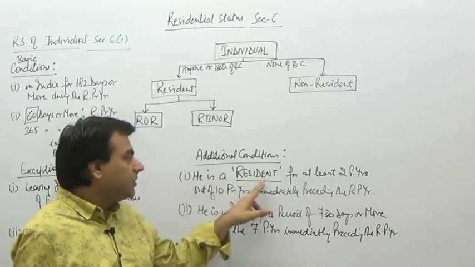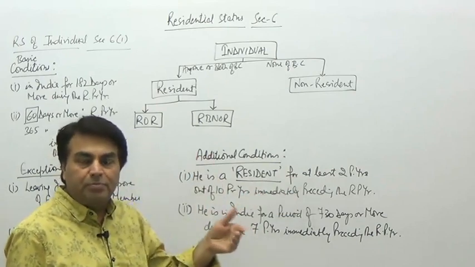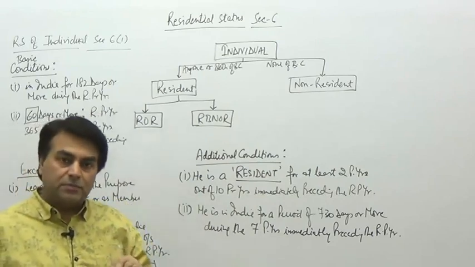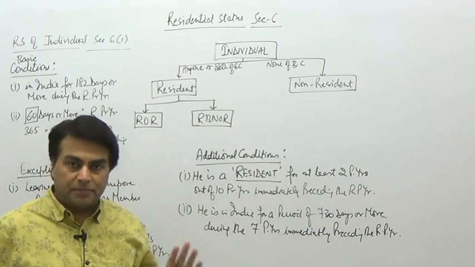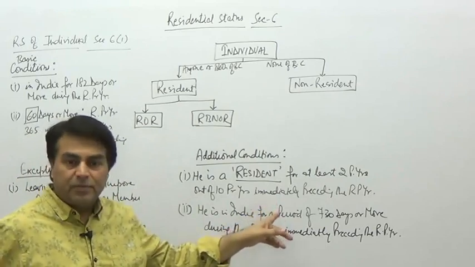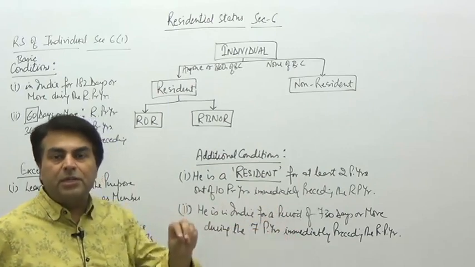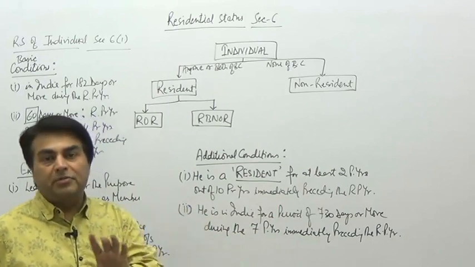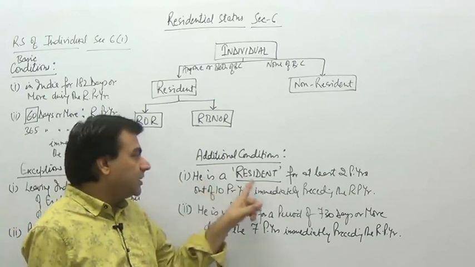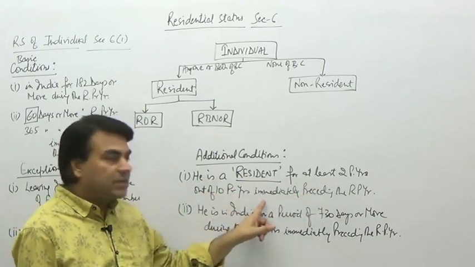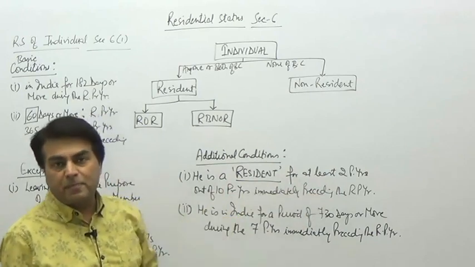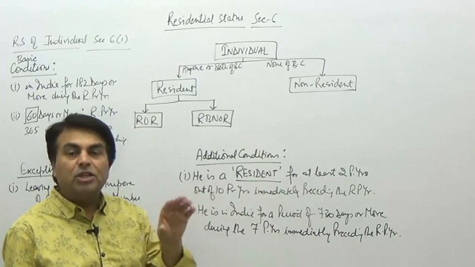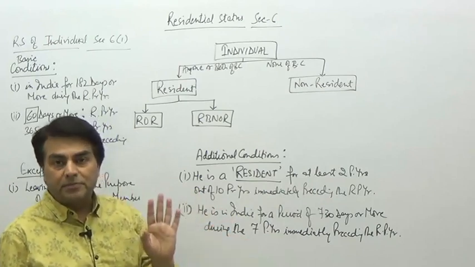Additional condition number 1: he is a resident for at least 2 previous years out of 10 previous years immediately preceding the relevant previous year. Just remember that in case of additional conditions, we do not refer to the relevant previous year. The period given in both of these additional conditions is a period prior to the relevant previous year. Do not count the relevant previous year. The 10 years we want here are the years which immediately precede your relevant previous year.